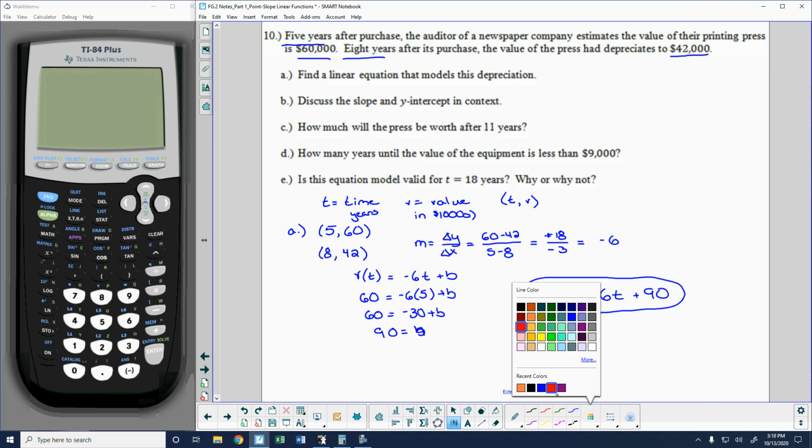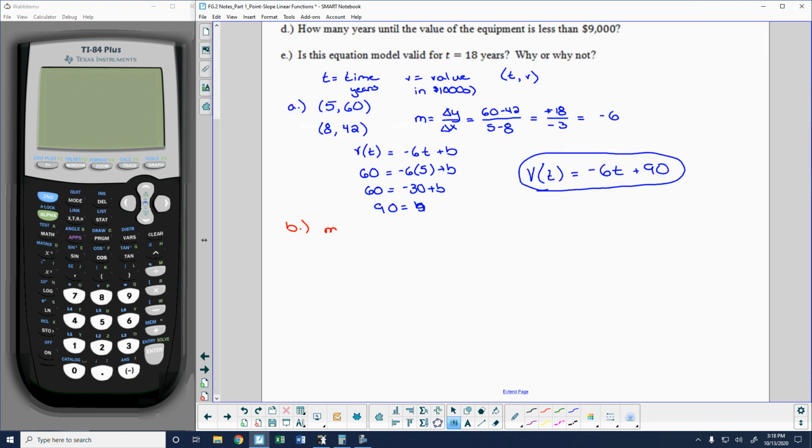Now B says to discuss the slope. Well, we already found the slope. We know what that value is. That value is negative 6. So remember, slope is change in y, which my y is my value, over change in x, and my x is time. So I'm going to go ahead and put negative 6 into a fraction. This would be negative 6 over 1. So the slope is negative 6 over 1, which means that every year, when time is 1, the value decreases because it's a negative number.